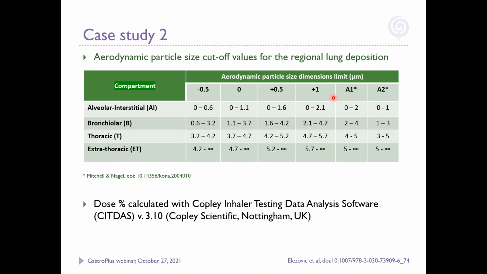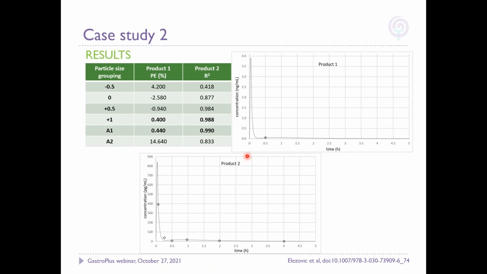And also additional distributions A1 and A2 are set on the basis of values that are presented in work by Mitchell and Nagel. And the percentile distribution of particles from 2 inhaler products for each of those defined particle size distributions are calculated on the basis of results from NGI by TITDA software. And so simulations are performed in GastroPlus, and the results are presented in this table and graphs.